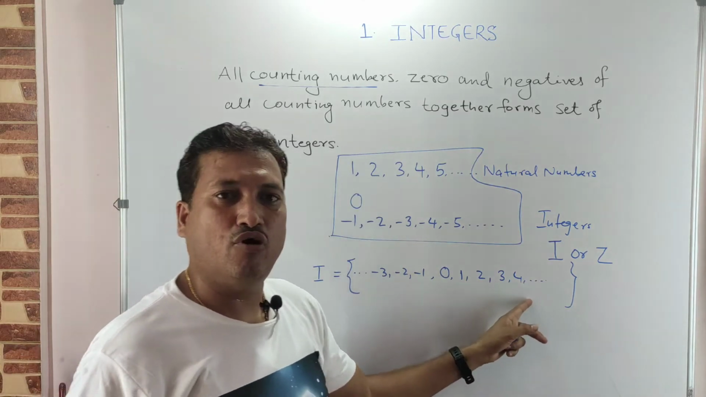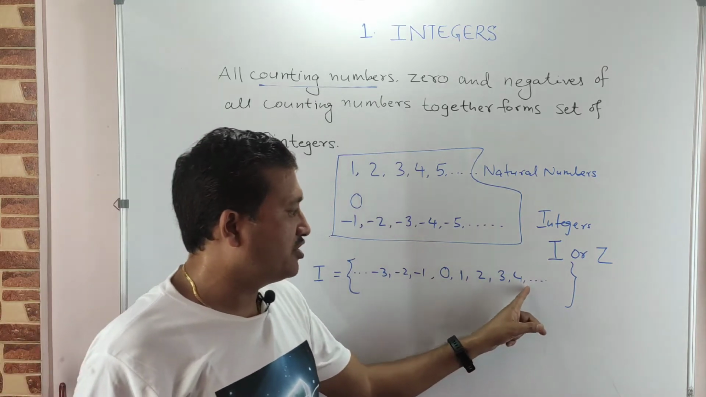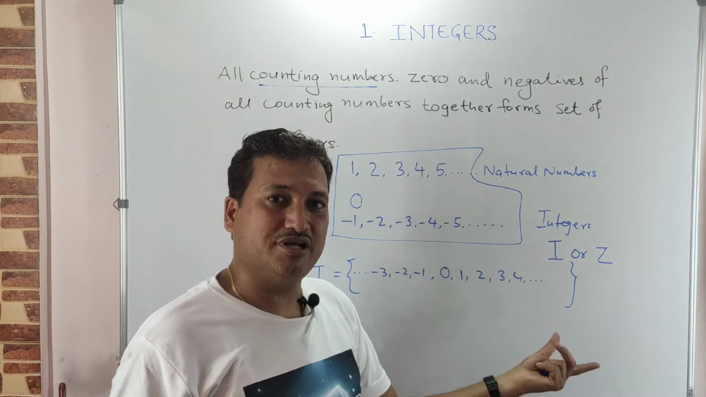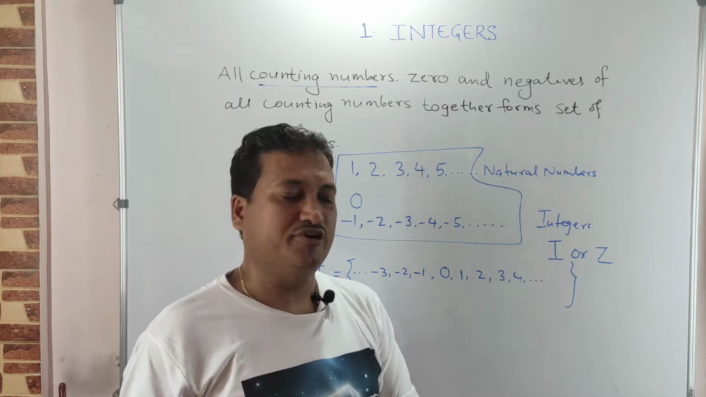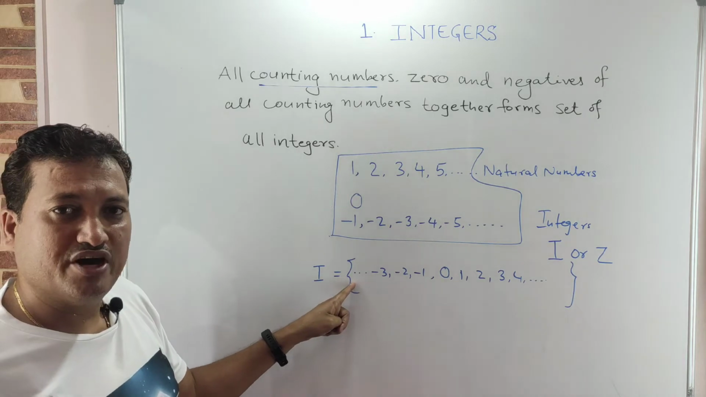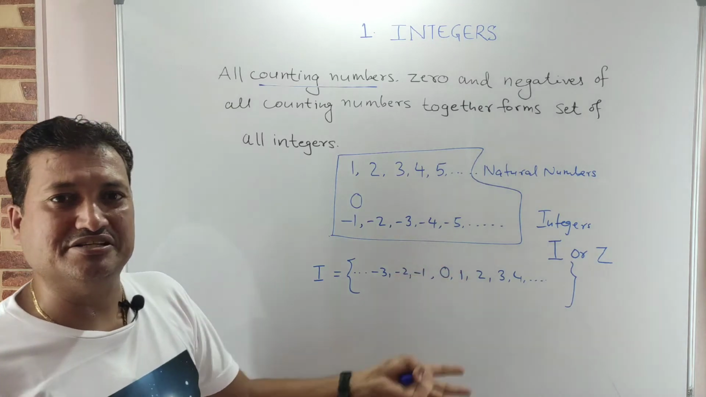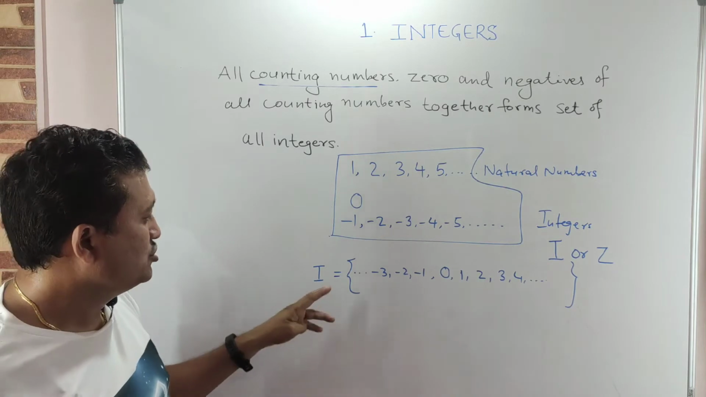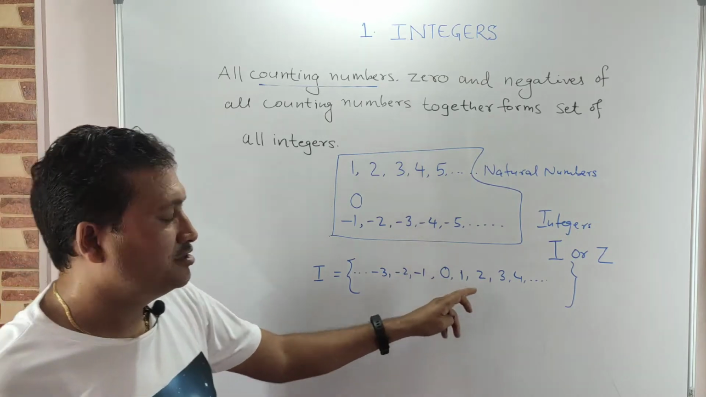We cannot make a list of all positive integers, and we cannot make a list of all negative integers. Therefore you can see we have put some dots here. These dots represent that there are many more positive integers, but we are unable to list them. Similarly here we have -1, -2, -3 and so on, and here also we have dots. It means there are uncountable negative integers, but we cannot make a list of them. So you can say I is a set of numbers which are integers.